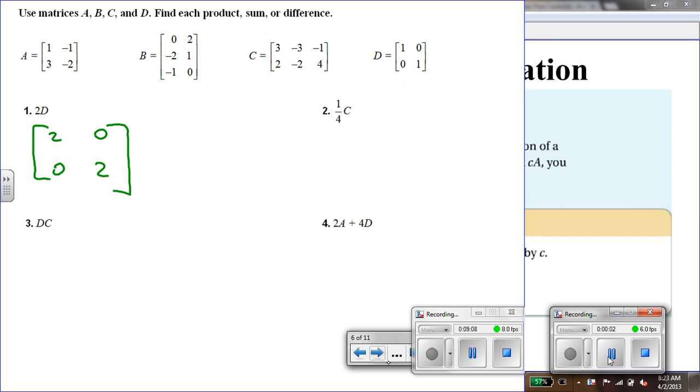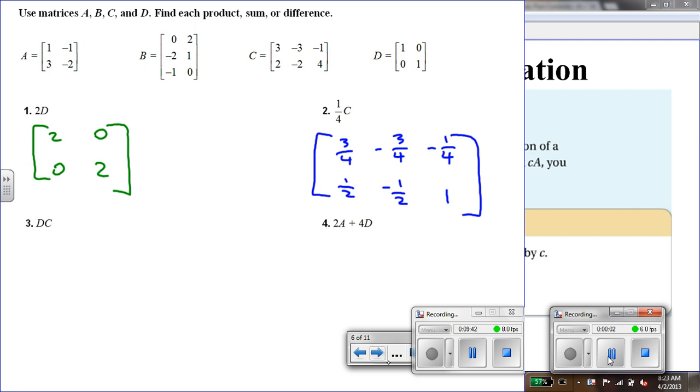All right. Number 2, all you're going to do is what? Yeah, you're just going to multiply 1/4 times everything in C. So you're going to get 3/4, negative 3/4, negative 1/4, 1/2, negative 1/2 and 1. So those are easy. The scalar multiplication ones are pretty easy. We just multiply them through. You don't have to check anything there because you're just multiplying through.